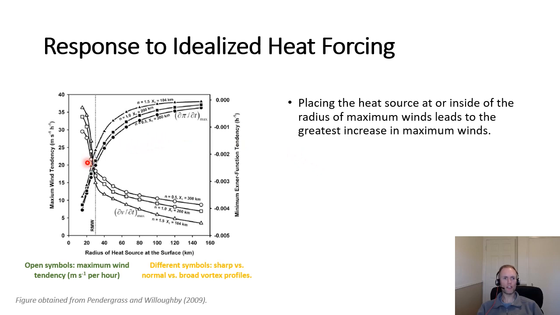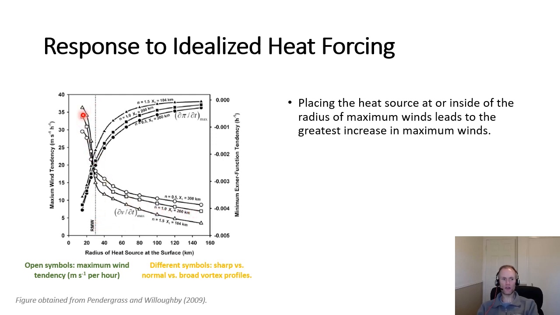We're going to focus primarily on the left axis here, which is the maximum wind tendency in terms of meters per second per hour. How much would a particular heat forcing lead to the maximum sustained surface winds increasing over time? And all of these values are positive that we see here. On the x-axis, we're looking at different radii of where we place the heat source at the surface, from between 0 and 20 kilometers from the center, all the way out to 160 kilometers from the center. And for this simulated storm, the radius of maximum winds is at 30 kilometers away from the center.